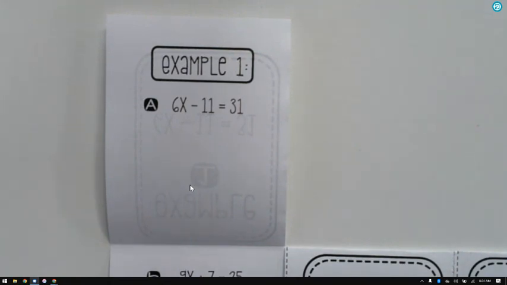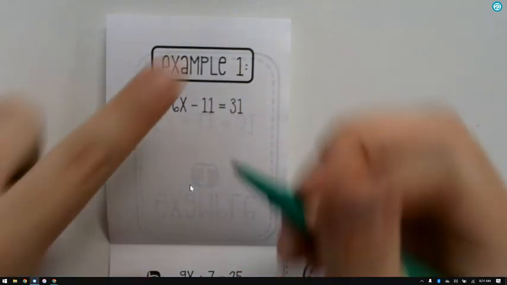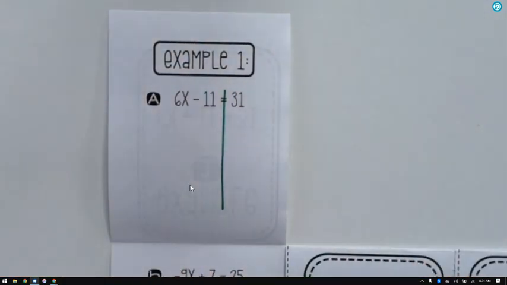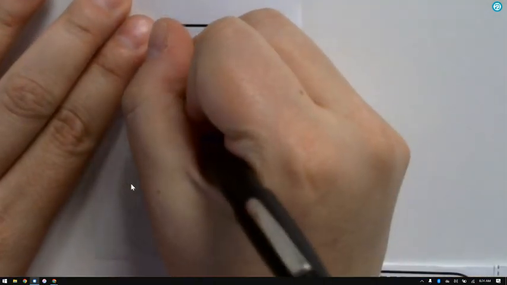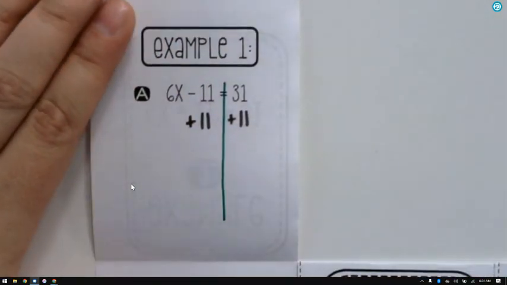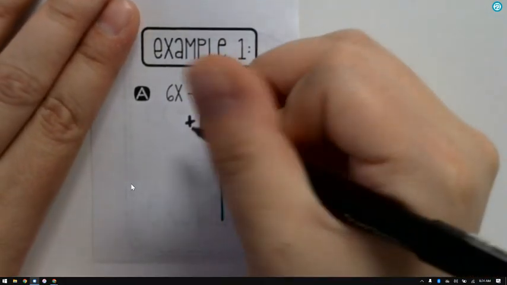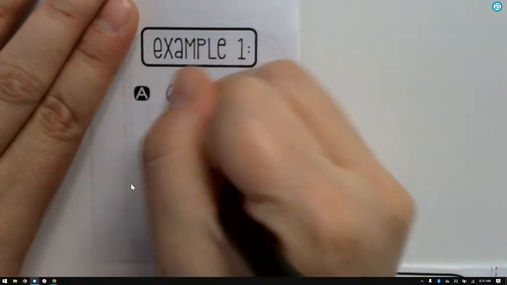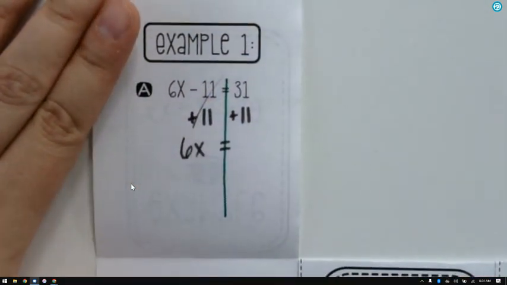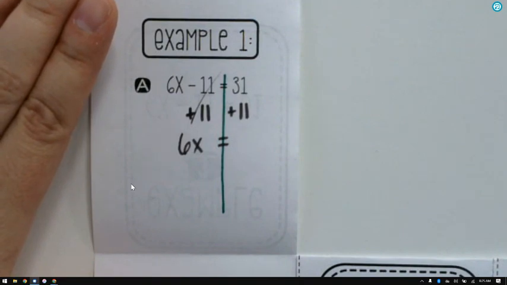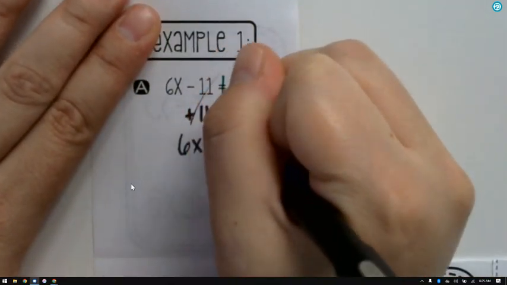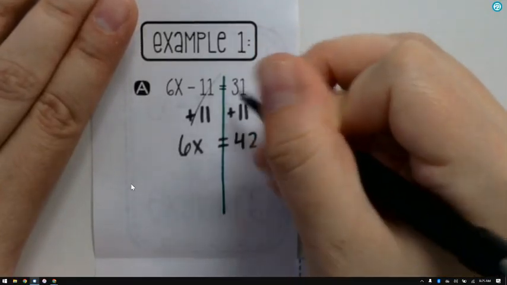So we've got 6x minus 11 equals 31. I'm going to draw my line down my equal sign because I like to do that. I am trying to get x by itself. The first thing that I am going to do is get rid of that minus 11 using opposite operations. So I'm going to add 11 to both sides. On the left side, that negative 11 plus 11 cancel each other out. So I've got 6x on the left. And on the right side, 31 plus 11 is 42. As the ones place, 1 plus 1 is 2, 3 plus 1 is 4.